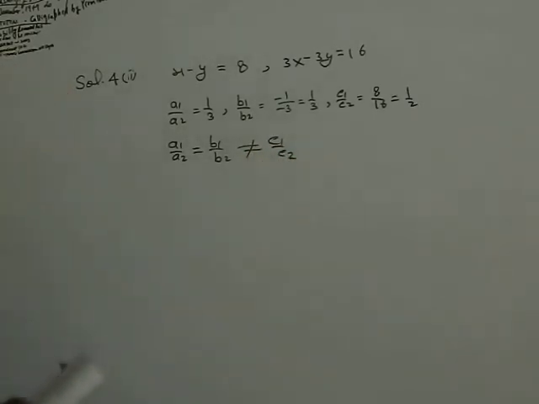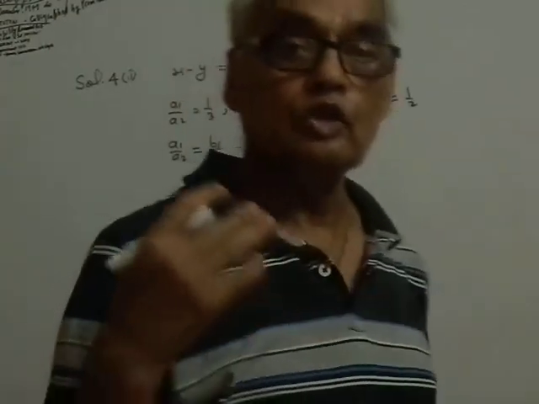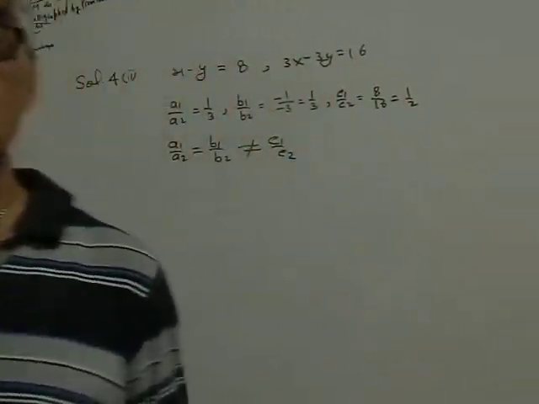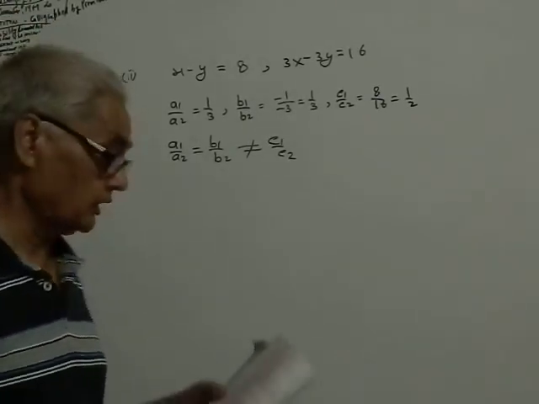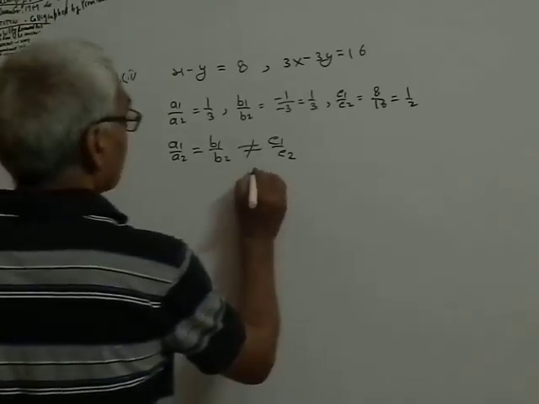So these two lines will not intersect each other, and will not be coincident. These two lines are parallel and you will get no solution. So this system will be inconsistent.